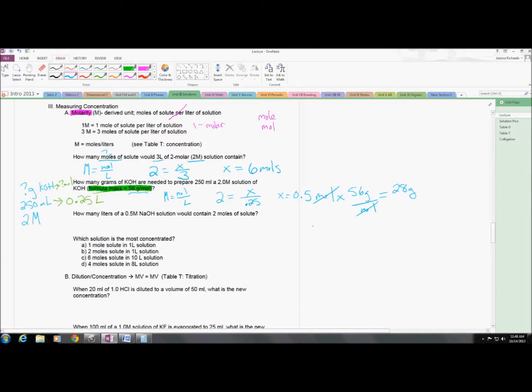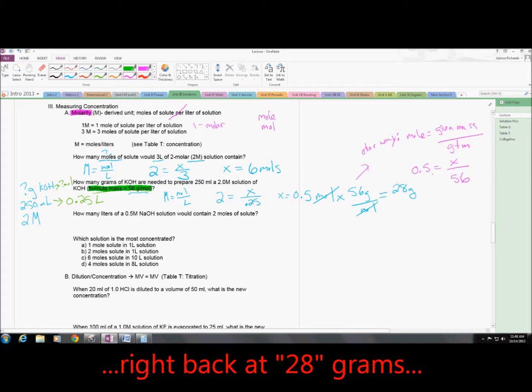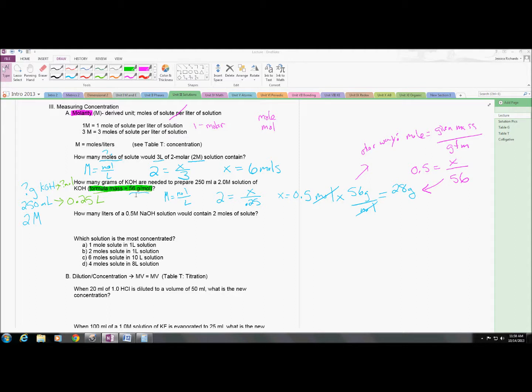The other way you could do this is use the equation from table T, where moles equals your given mass divided by the gram formula mass. In this case, we have moles as 0.5. Our given mass is what we're looking for, and our gram formula mass is 56. So again, we have 56 times 0.5 to solve for that, and we're going to be right back at 28 grams. Next problem is another straightforward word problem.